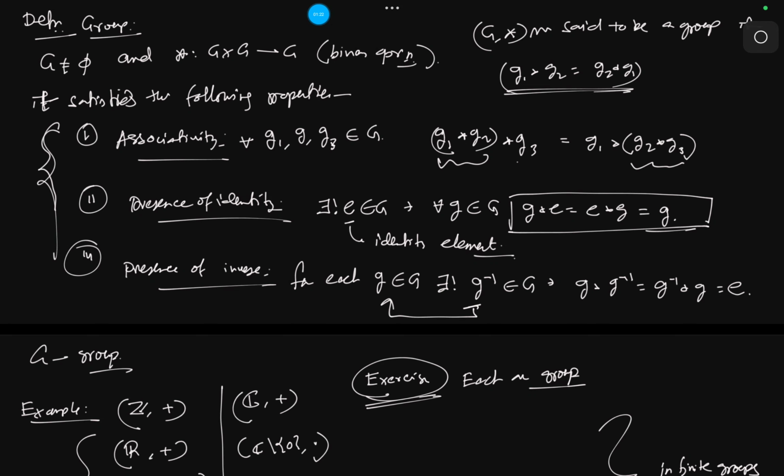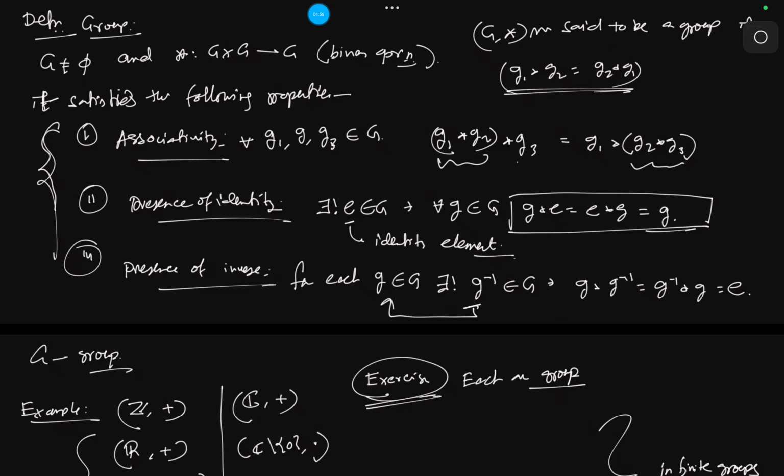Secondly, the presence of an identity. That means for all small g belonging to capital G, I have a unique identity element, denoted as e, such that g star e is equal to e star g, which is the same as small g. So it doesn't make any difference whether I operate e from the right side or from the left side. The product will be small g itself.